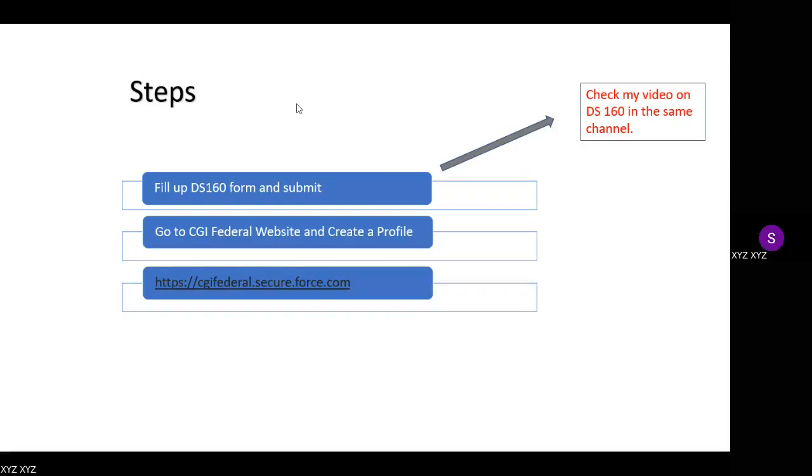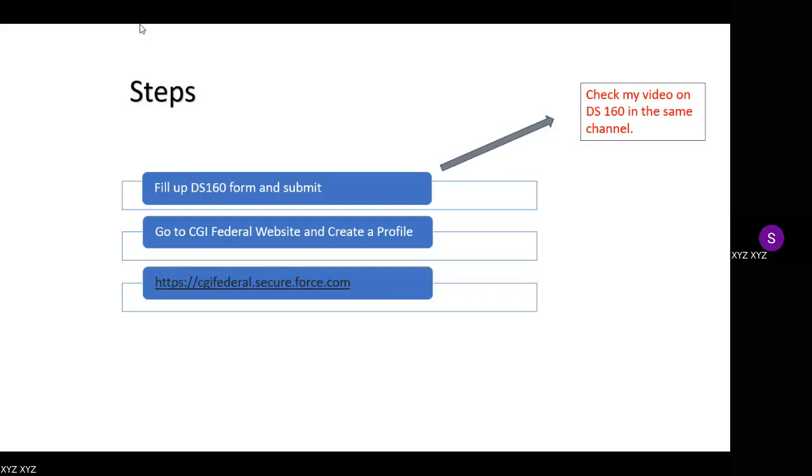Okay, let's start. So the first step is to fill up your DS-160 form. Once you're done with your DS-160 form, you have to submit it and take a print, or save the PDF of your confirmation page. That confirmation page will be required during the visa interview process.